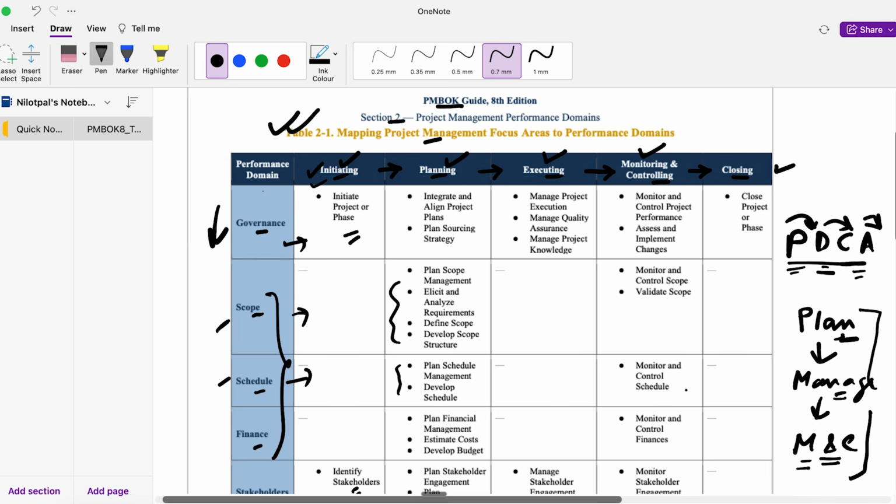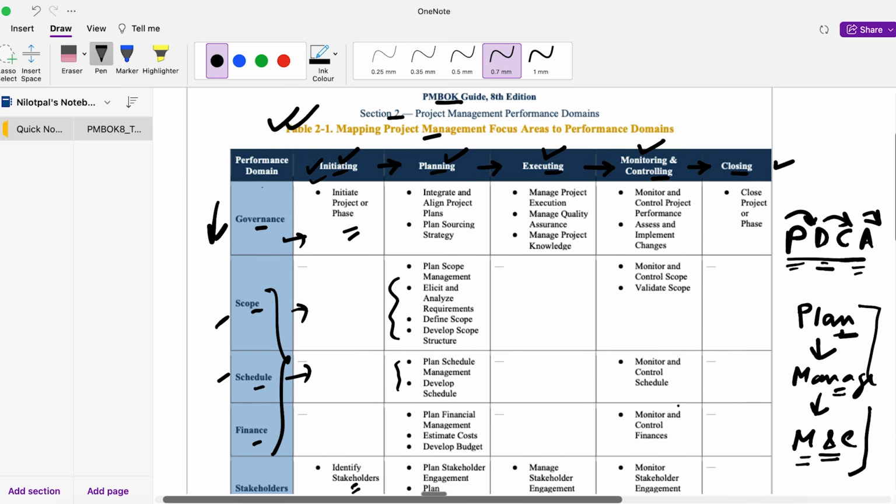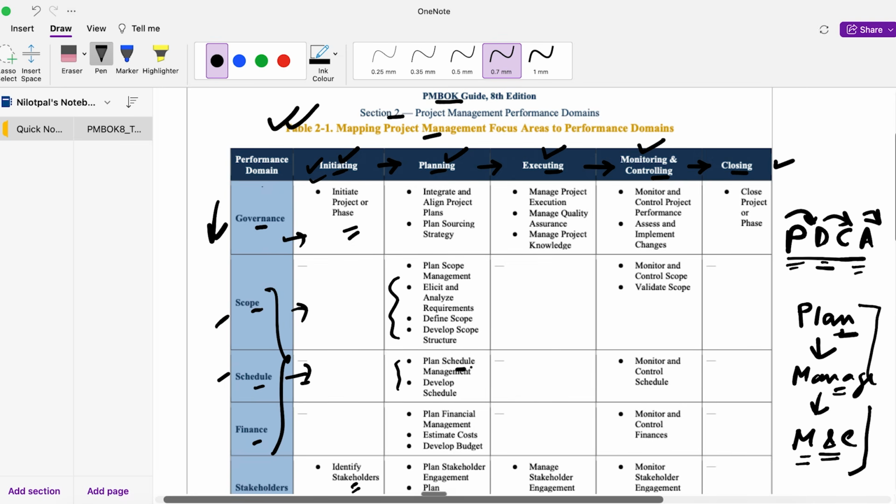Because if you look at the elements of, let's say, schedule, let's look at schedule first. In schedule, you are planning the schedule management, you are developing the schedule, which is also sort of coming as planning. Of course, you are managing it, but there is no process defined here. And then you monitor and control it. So plan, manage, monitor and control. So you plan the schedule, you develop the schedule, and you monitor and control your schedule. Plain and simple, right? There is not much memorization here.